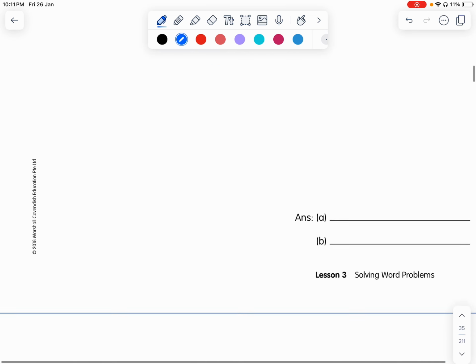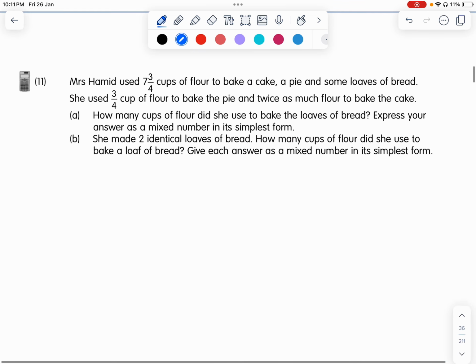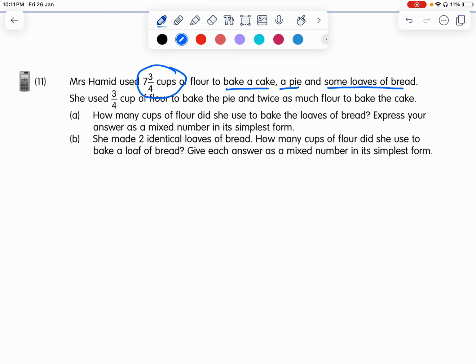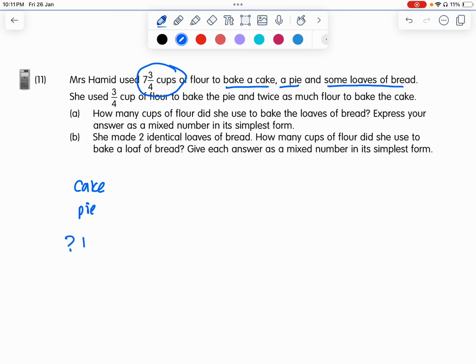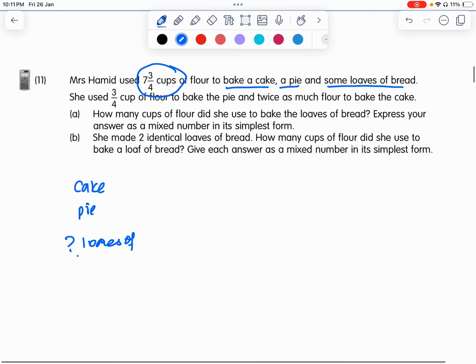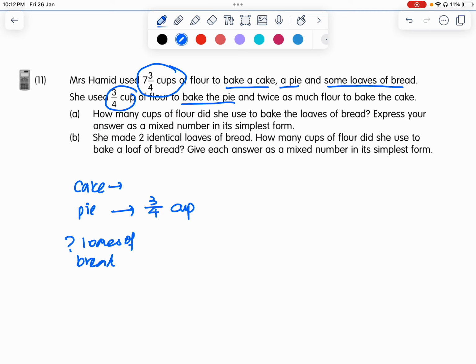All right, then we're going to move on to question 11. Now 11 is also very straightforward, but I think you misunderstood. You don't understand the question. So 7 whole 3/4 cups of flour was used to bake a cake, a pie, and some loaves of bread. So cake, pie, and loaves of bread is the question mark. Pie was 3/4 cup, and cake was twice as much flour.